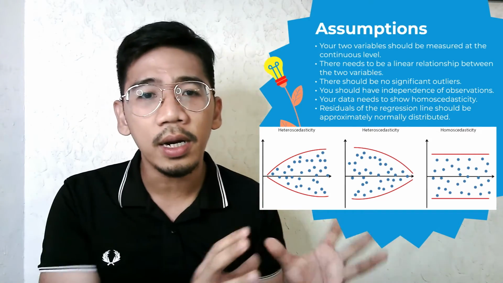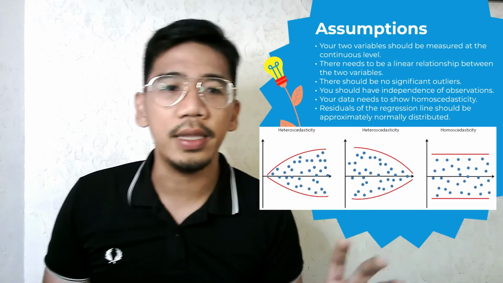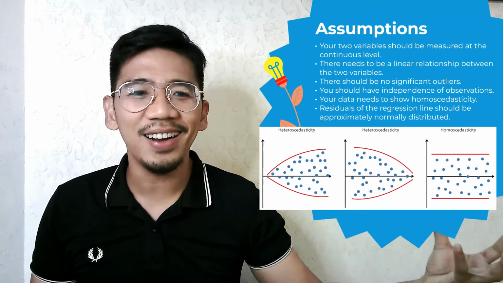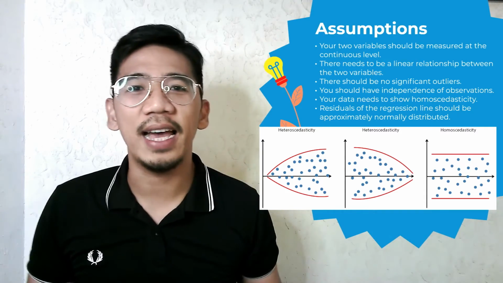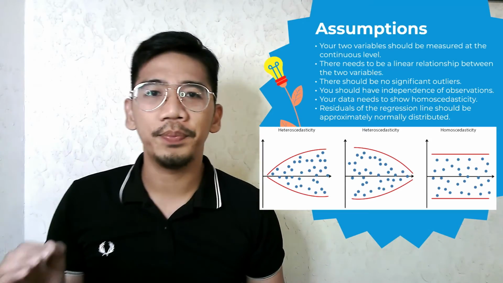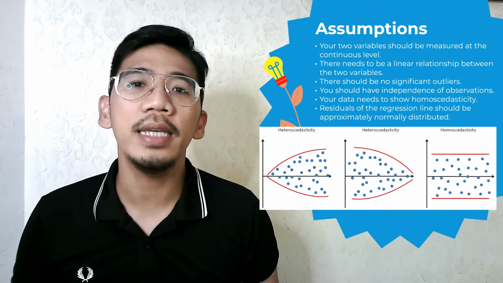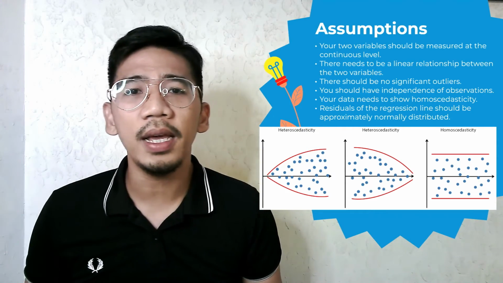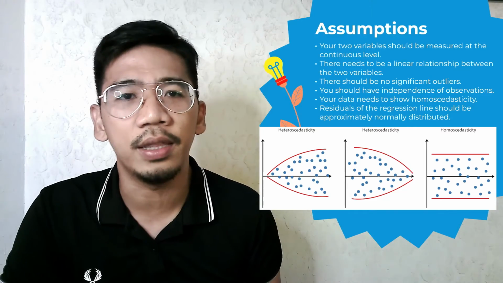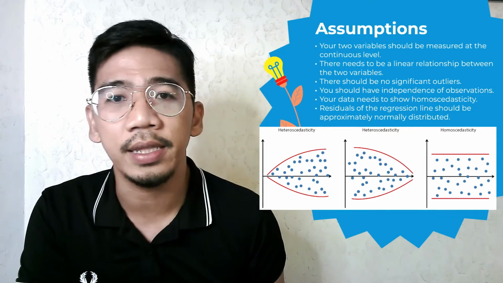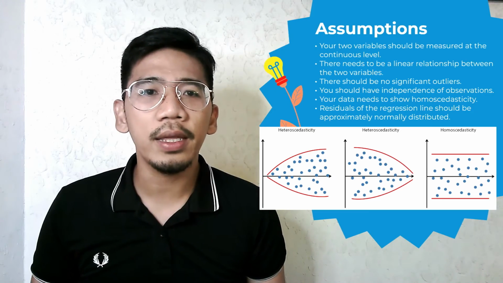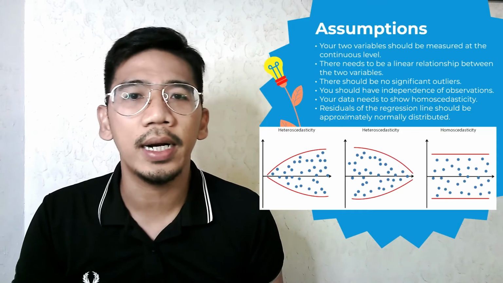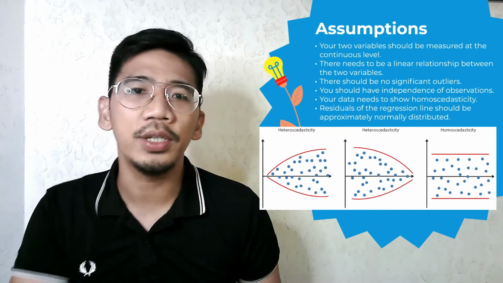So the first two here display heteroscedasticity, and the third here displays homoscedasticity. Now, while these help illustrate the difference in data that meets or violates the assumption of homoscedasticity, real-world data can be a lot more messy and illustrate different patterns of heteroscedasticity. Finally, you need to check that the residuals or error of the regression line are approximately normally distributed.